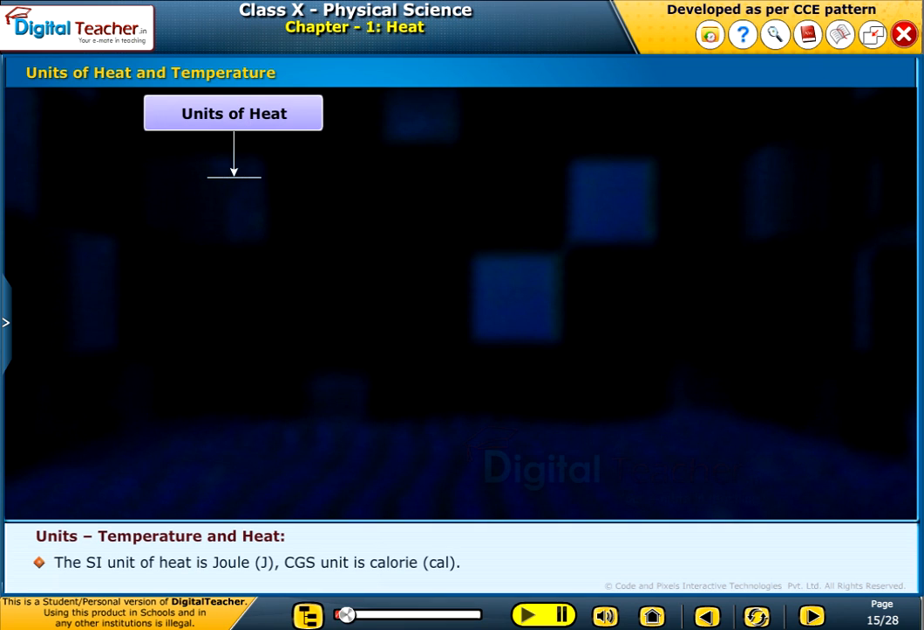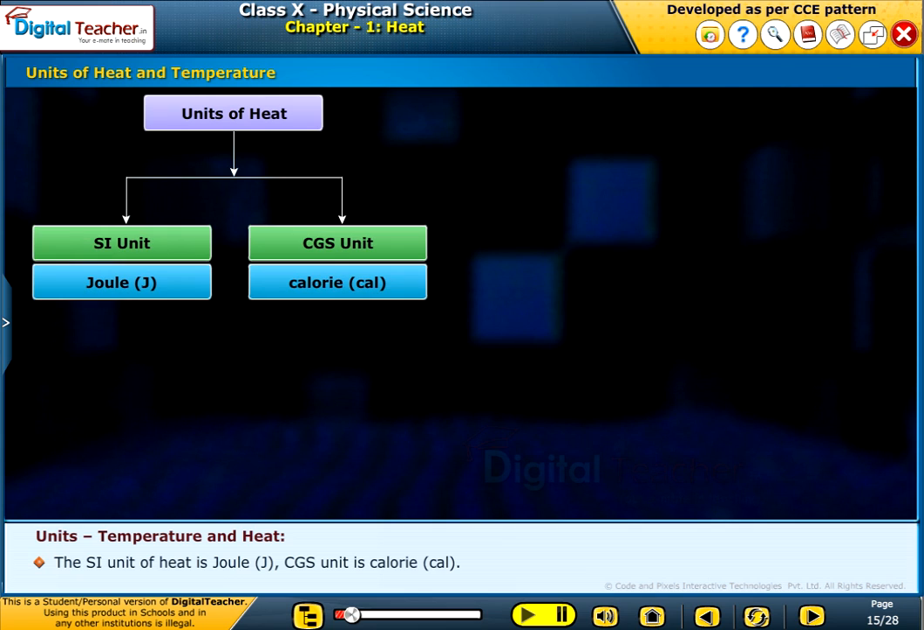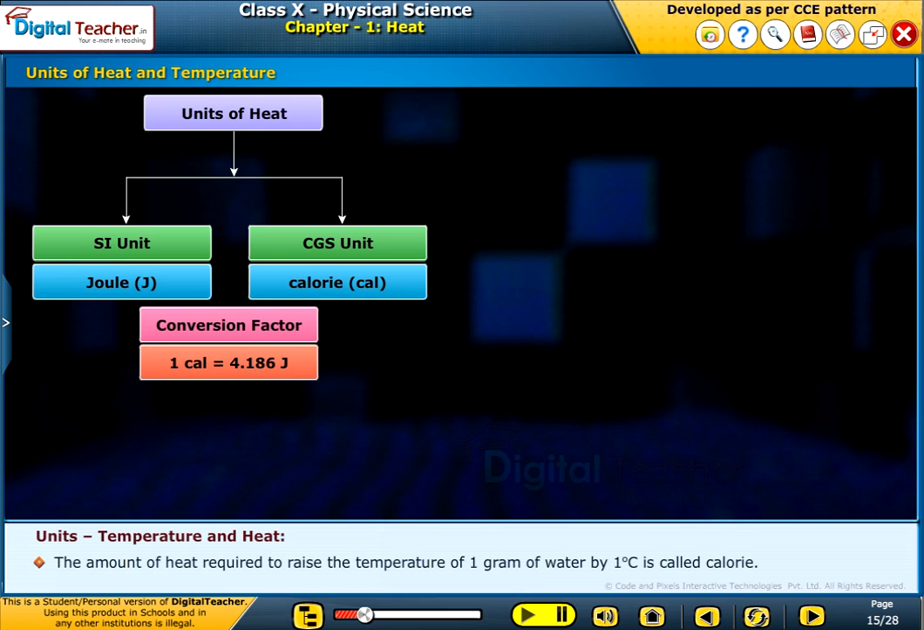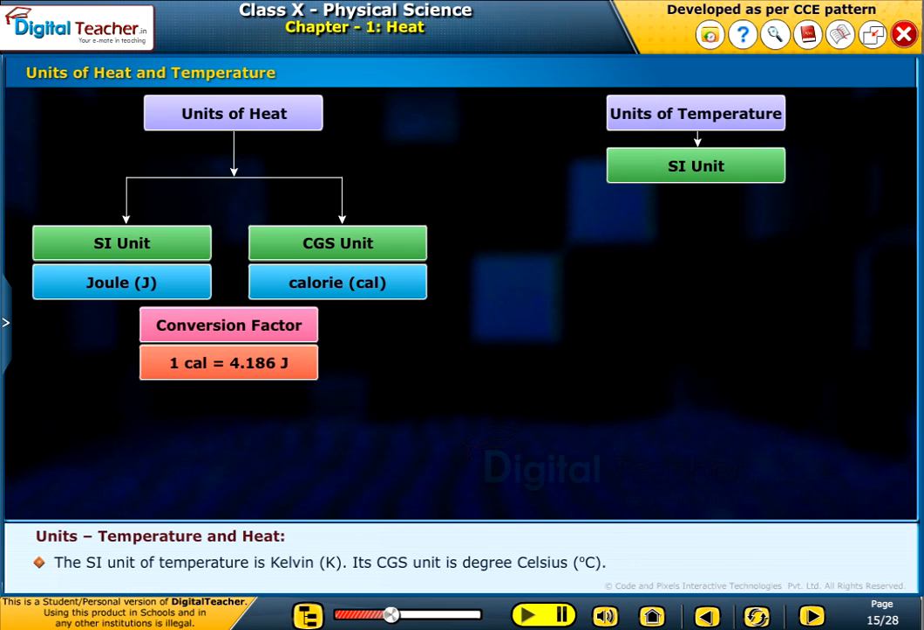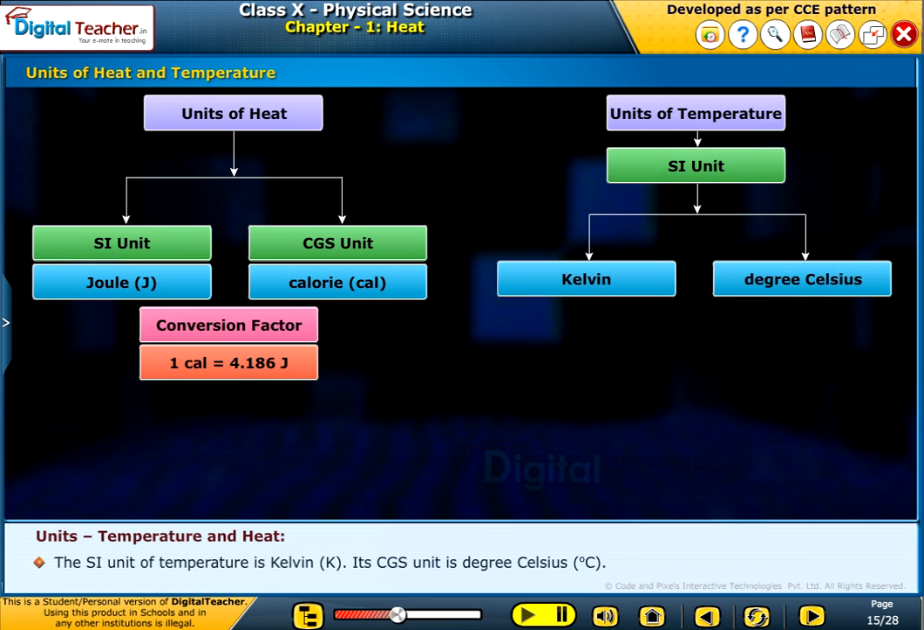The SI unit of heat is joule, CGS unit is calorie, CAL. The amount of heat required to raise the temperature of 1 gram of water by 1 degree Celsius is called calorie. 1 calorie is equal to 4.186 joules. The SI unit of temperature is Kelvin, K. It is also expressed in degree Celsius, C.